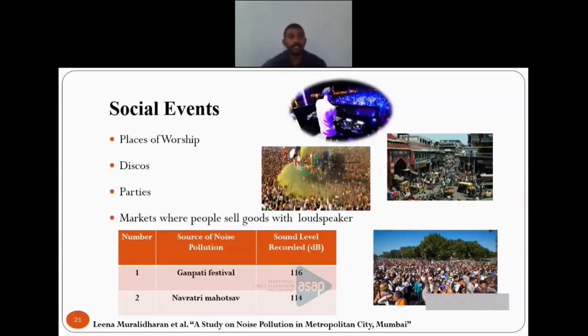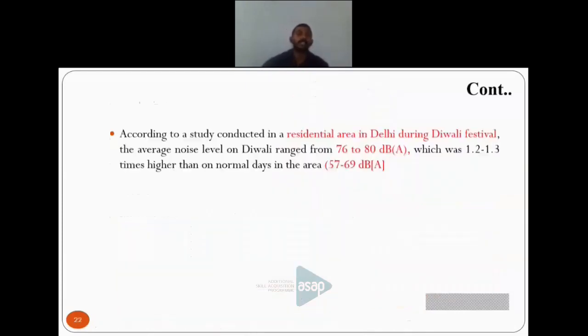And here is a table which shows a study on noise pollution in the metropolitan city of Mumbai during the Ganapati festival. The sound level is 116 decibels, which is a high level of noise. And next is Navaratri Mahotsav, which shows 114 decibels. So these are large causes of noise pollution.